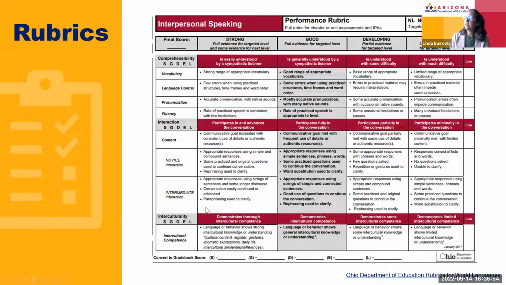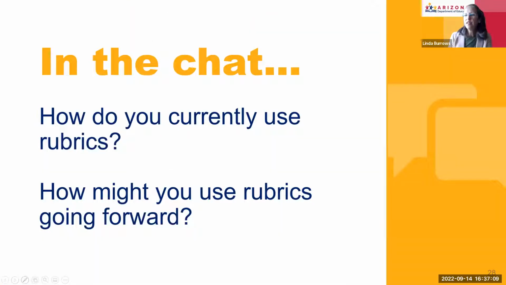And so this is another example of one from the Ohio rubrics. Yes, you will get all of these linked, and these are all hyperlinked for you, so that way you have them when I send you the presentation in a day or two. So in the chat, I've been talking a while. How do you currently use rubrics, and how might you use rubrics in the future?